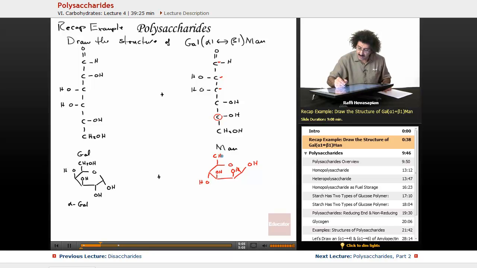And this is CH2OH. So as you can see, it's very, very important to keep track of which carbon we're looking at. This can get very, very confusing. So all the more reason to do it nice and systematically. Okay, so this is going to be alpha 1, beta 1.